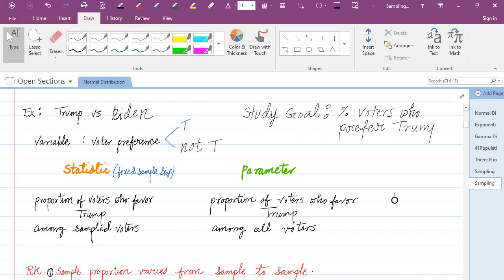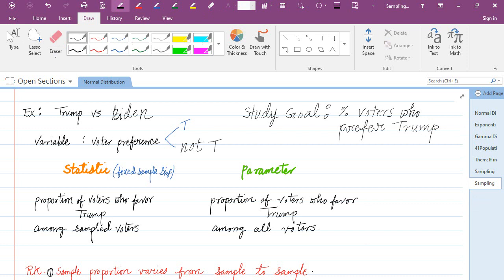So what would be the goal for looking at this variable? Well, the goal would be to find out the percentage of voters who prefer Trump. And percentage is the same as the proportion. So we want to know what proportion of voters prefer Trump.